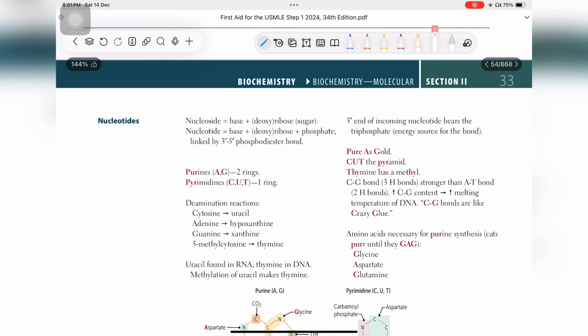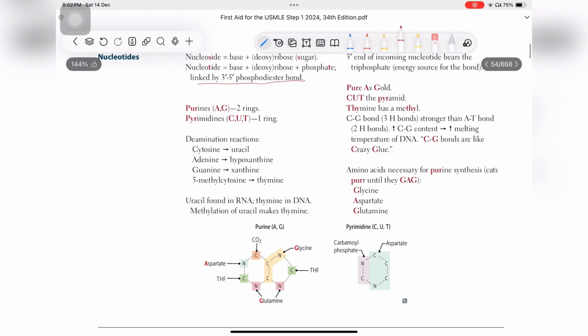Nucleotides. Basically, a nucleoside is formed by base plus ribose sugar, and a nucleotide by base plus ribose plus phosphate, linked by 3' 5' phosphodiester bond, with the 5' end of the incoming nucleotide base being the triphosphate. Purines are A and G, with 2 rings. Pyrimidines, C, U and T, have 1 ring. Thymine has a methyl group. The CG bond is stronger than the AT bond because CG has 3 bonds, so increased CG content increases the melting temperature of DNA. If there are 3 bonds, which is stronger, you need more temperature to melt it, which means your DNA is more stable.